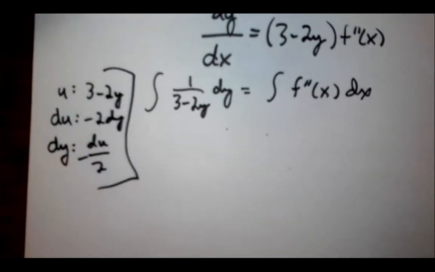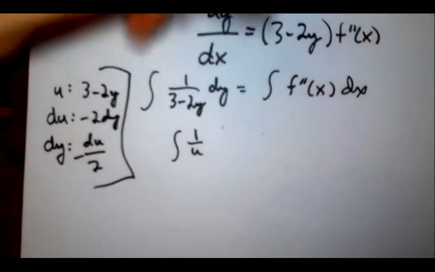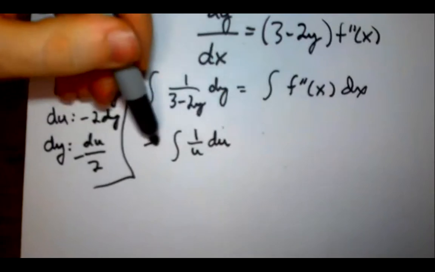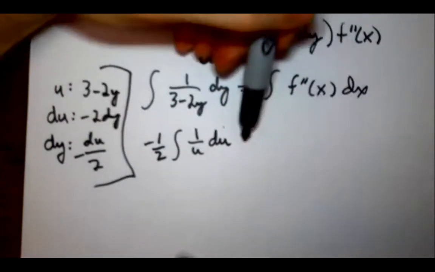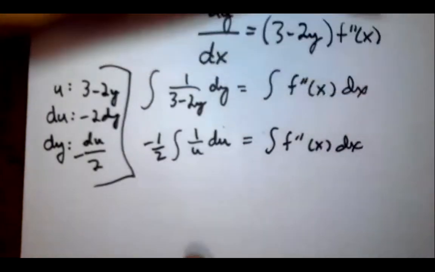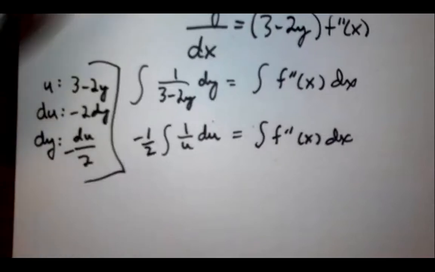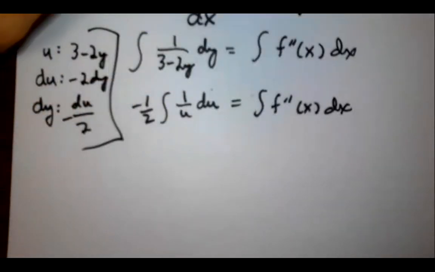And then, so I did the integral of 1 over u times negative du over 2 equals the integral of f double prime of x. Okay, so the only thing I did different was I just took it out front for you, but that's what you described already. So that's what I did so far. The next step I took out the 1/2.